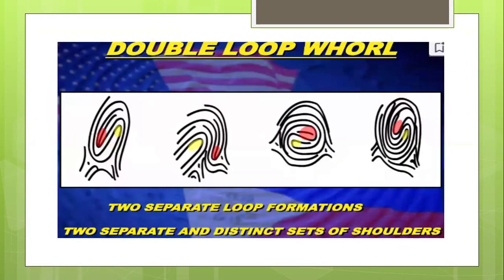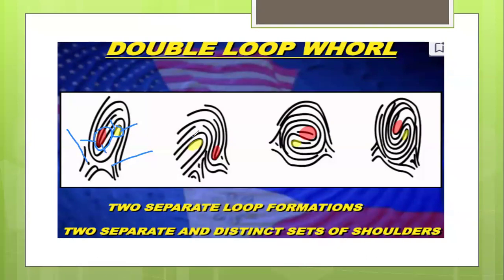Okay? Ito. Yan. Two separate loop or distinct loop formation. Ito po. Another one. And this is a loop pattern. And this is a loop pattern. Mayroon ba silang shoulders? Yes. This is the delta. This is the delta. Mayroon ba silang two deltas? Mayroon. Mayroon ba silang two separate loops? Mayroon. Mayroon ba silang shoulders with each of the loop pattern? Mayroon. Kaya nga, it is considered as double loop whorl.